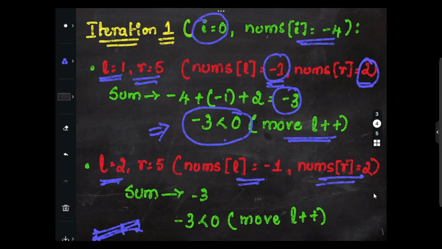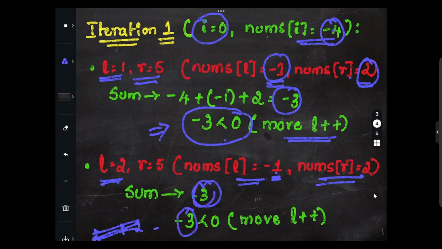Sorry, I got confused. So nums of I is minus 4 itself. This one itself we have to consider again, right? L became 2 here, but nums of I is still minus 4 itself. In this case, minus 4 minus 1 is nothing but minus 5. Minus 5 plus 2 is minus 3. We got minus 3 again.